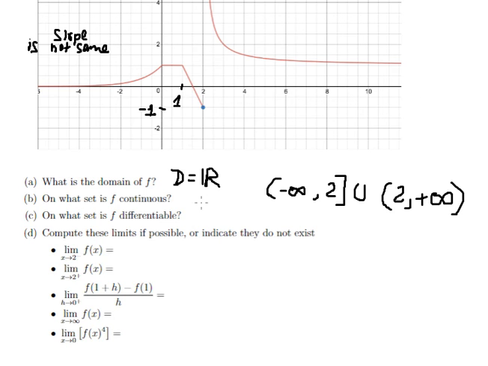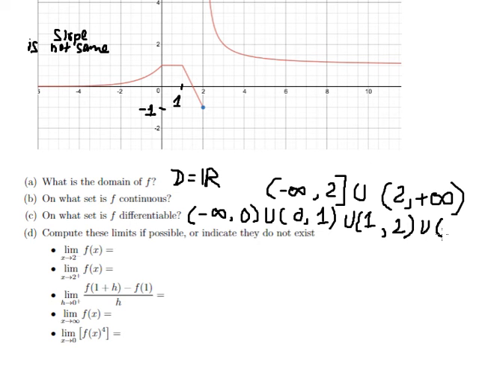So that should be from negative infinity to number 0, and from 0 to number 1, and from number 1 to number 2, and from number 2 to positive infinity. And this is the answer for question C.